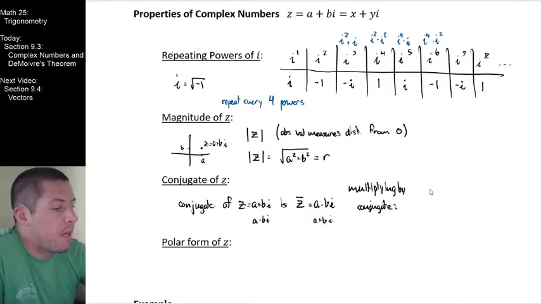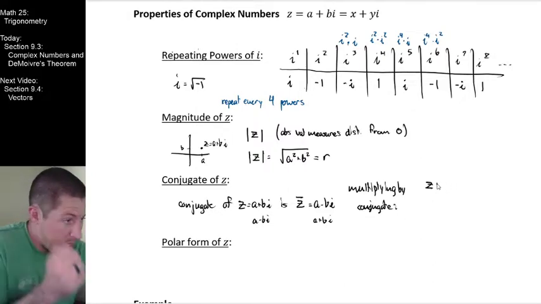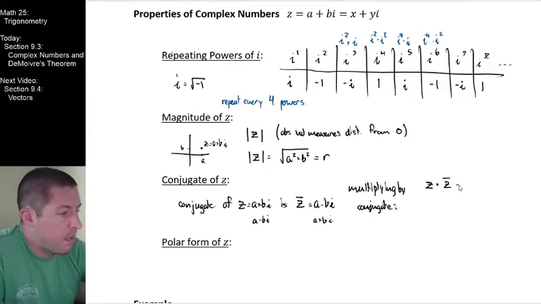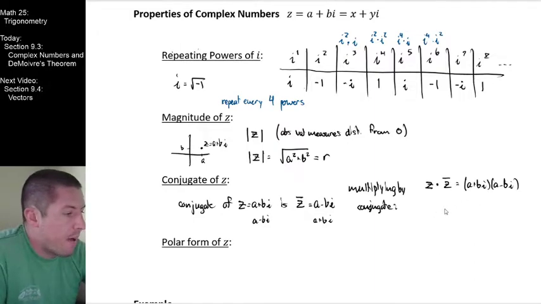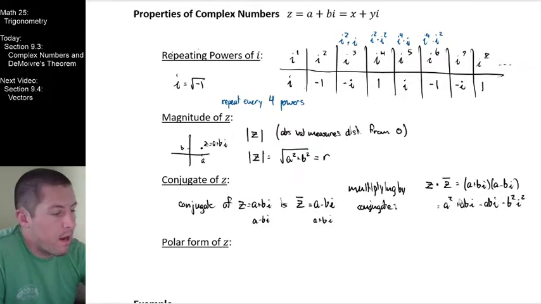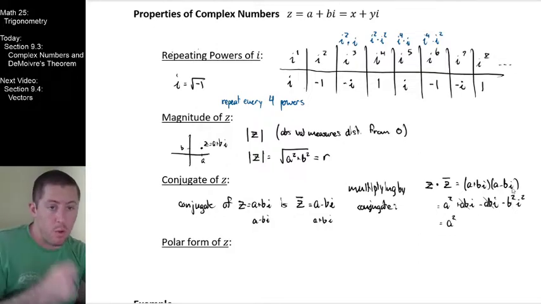Let's see what happens here. If I do z times z bar, that should be the same thing as a plus bi times a minus bi, and let's see what we get when we FOIL this out right here. I'm going to get a squared, I'm going to get a plus abi, I'm going to get a minus abi, and I'm going to get a minus b squared i squared. Now, 2 important things here. One, abi and negative abi are going to cancel. And what do we get over here? Negative b squared i squared.